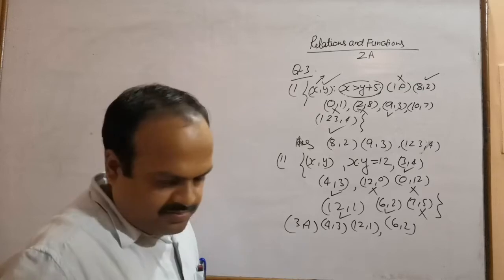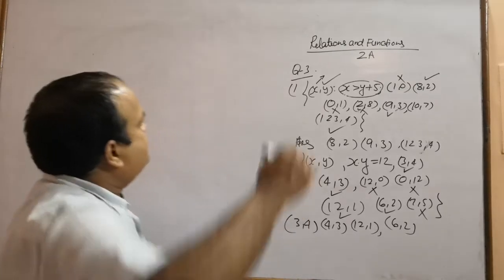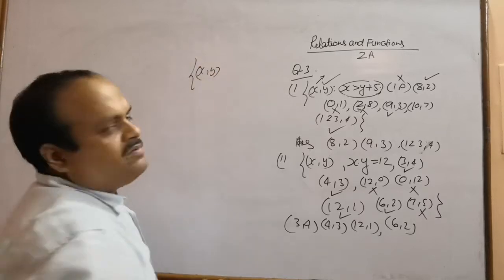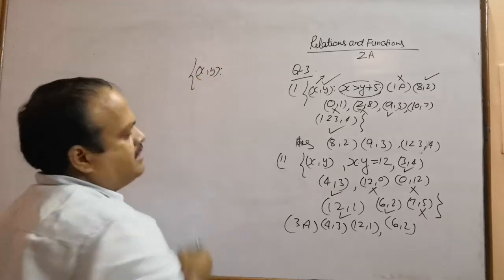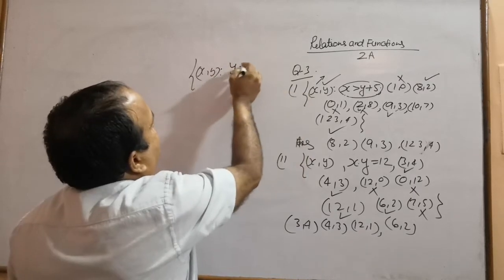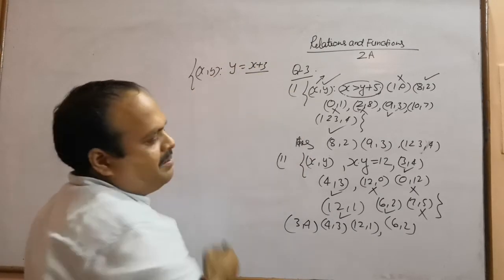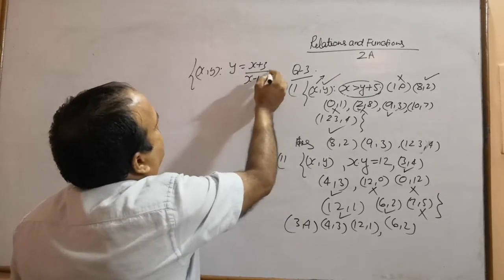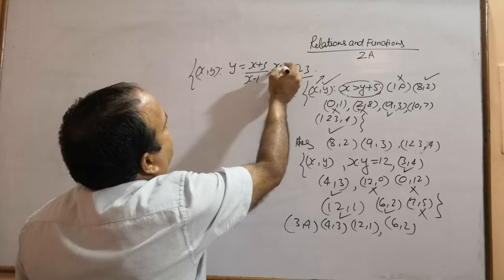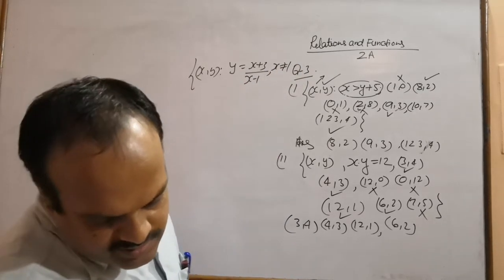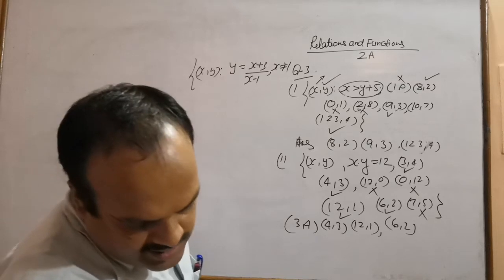Third one, the relation is defined by ordered pair x, y such that y equals x plus 3 upon x minus 1, provided x is not equal to 1. Okay.